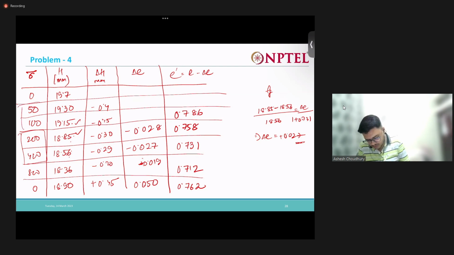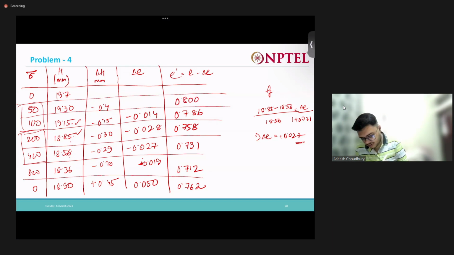Okay, so again, considering these two, it's 19.15 minus 19.30 divided by 19.15, times... it will be minus 0.014. So plus 0.786 by 2.8.